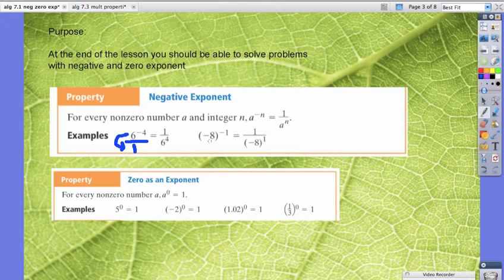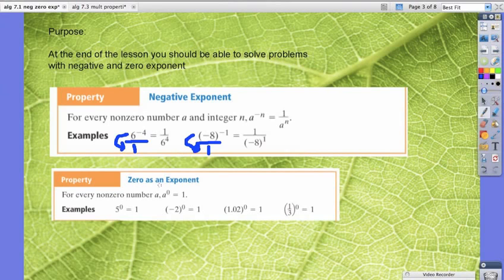So for the quantity of negative 8 to the negative first power, notice again, there is no fraction, so we're going to make one by dividing by 1. And because this negative 8 has a negative exponent, we move it from where it is. It was on the numerator, it's now going down to the denominator.